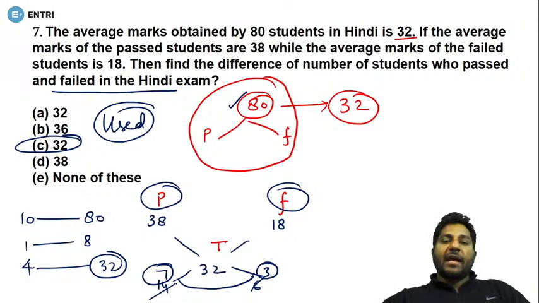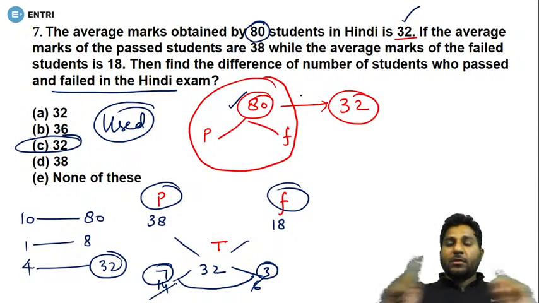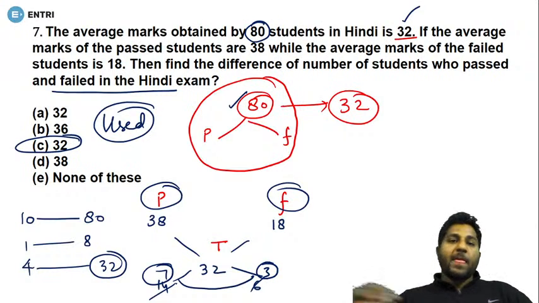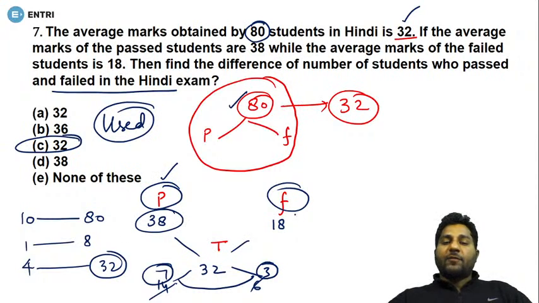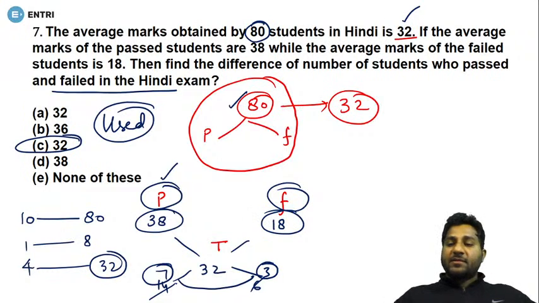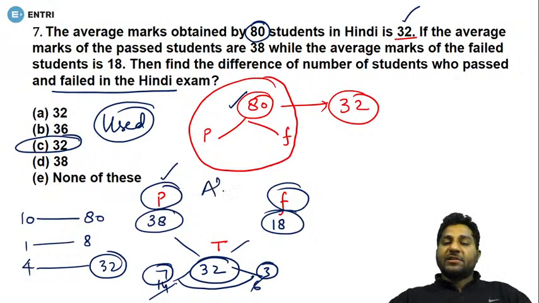The average marks of 80 students have been given as 32. So the total number of students' average marks have been given as 32, while the average of passed students has been given as 38, while for failed students it has been given as 18. That means the combined 80 students' average will be 32. What we could do, we will use the allegation method. After using the allegation method, we will get the ratio of passed students and failed students.